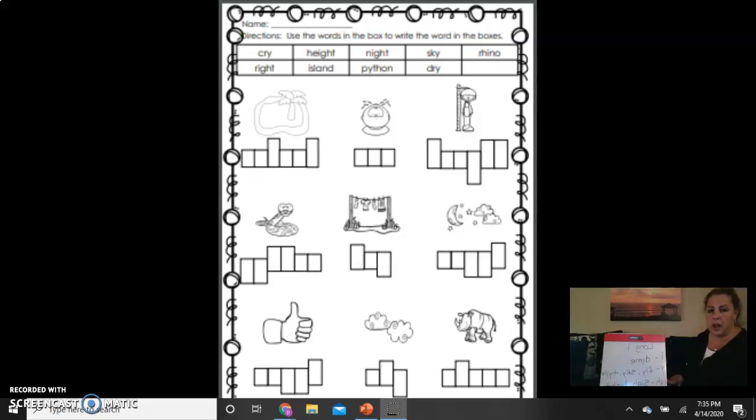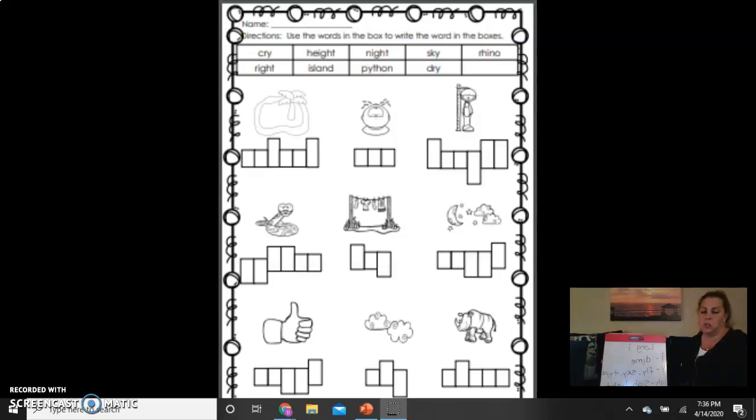And the last one is IGH. An example would be the word sigh. And we hear the long I sound, but we also have the GH with it. And then another word is the word light. You do hear a T at the end, but we need the G and the H to go with that I for the long I sound.